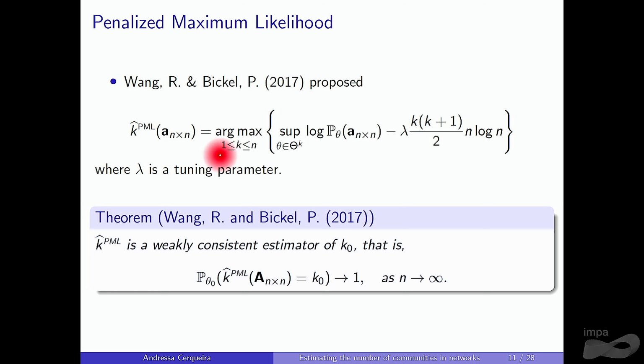So for this estimator, they proved that it is weakly consistent for estimating K0, the true number of communities. What does that mean? It means that the probability of this estimator being equal to the true number of communities goes to 1 as n goes to infinity, as the size of the network increases, right?